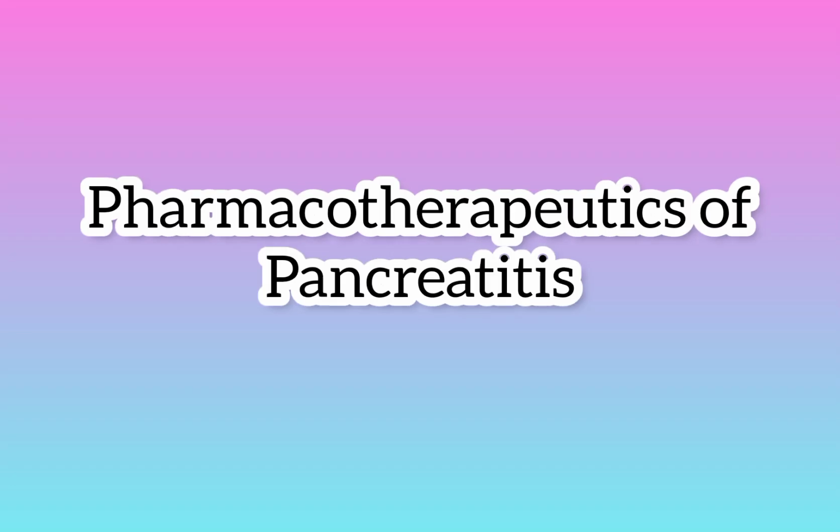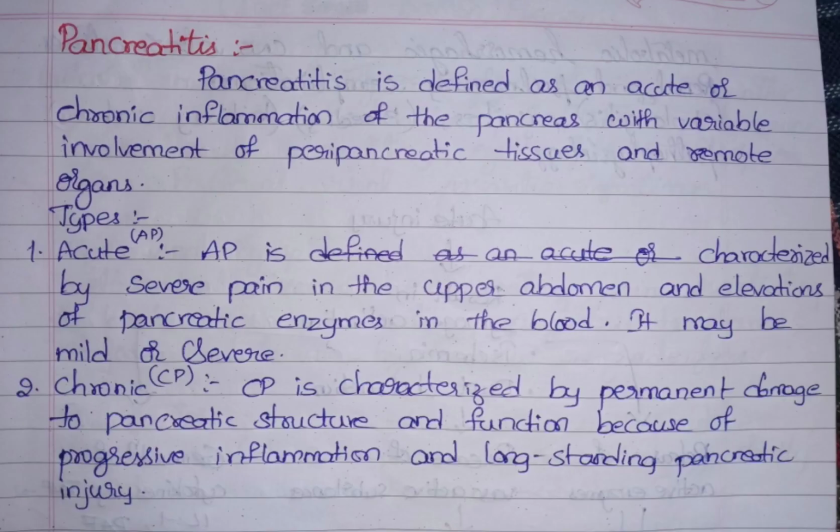Hello everyone, in this video we are going to learn about pharmacotherapeutics of pancreatitis. Pancreatitis is defined as either acute or chronic inflammation of the pancreas with the involvement of either peripancreatic tissues or the remote organs. Coming to types of pancreatitis, one is acute pancreatitis and the other one is chronic pancreatitis.